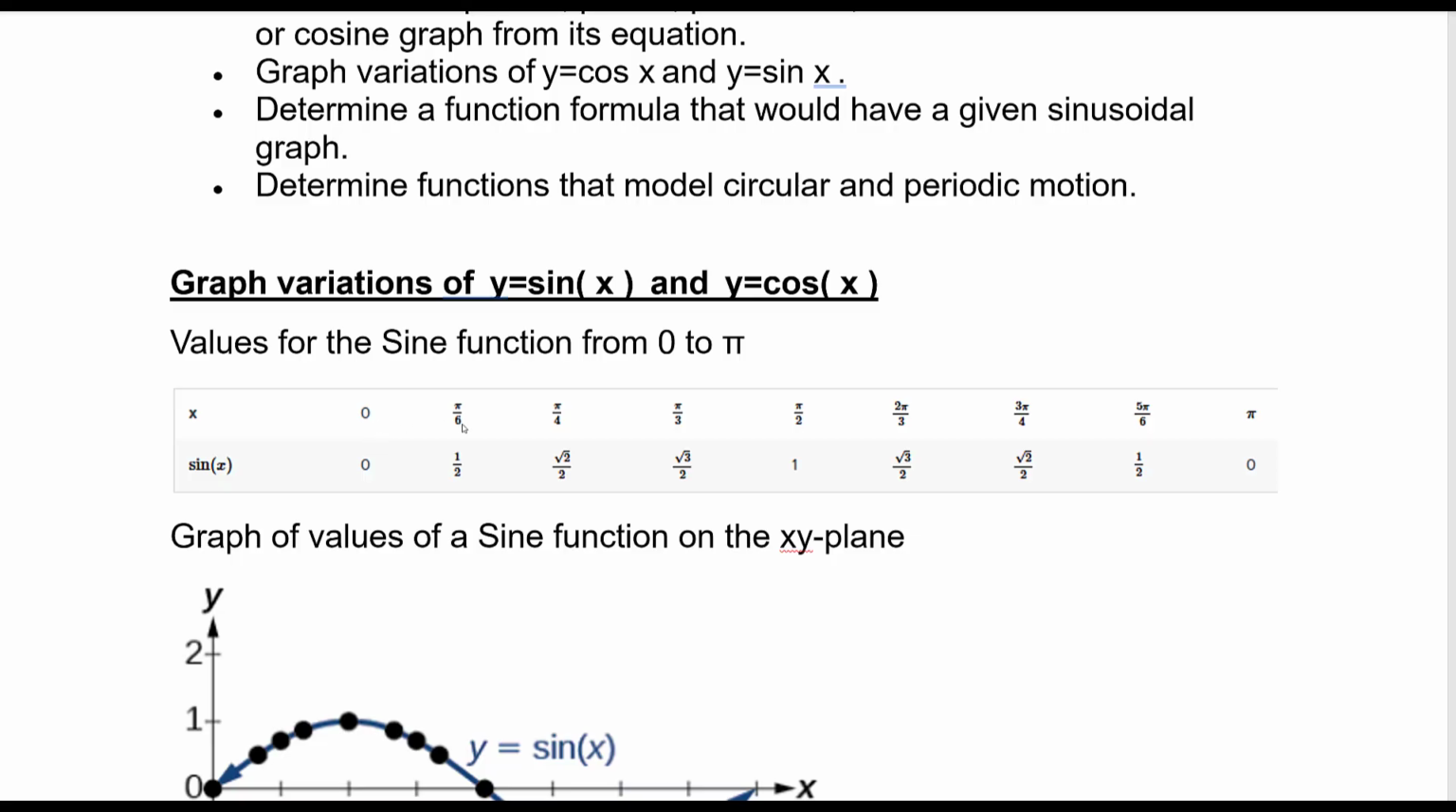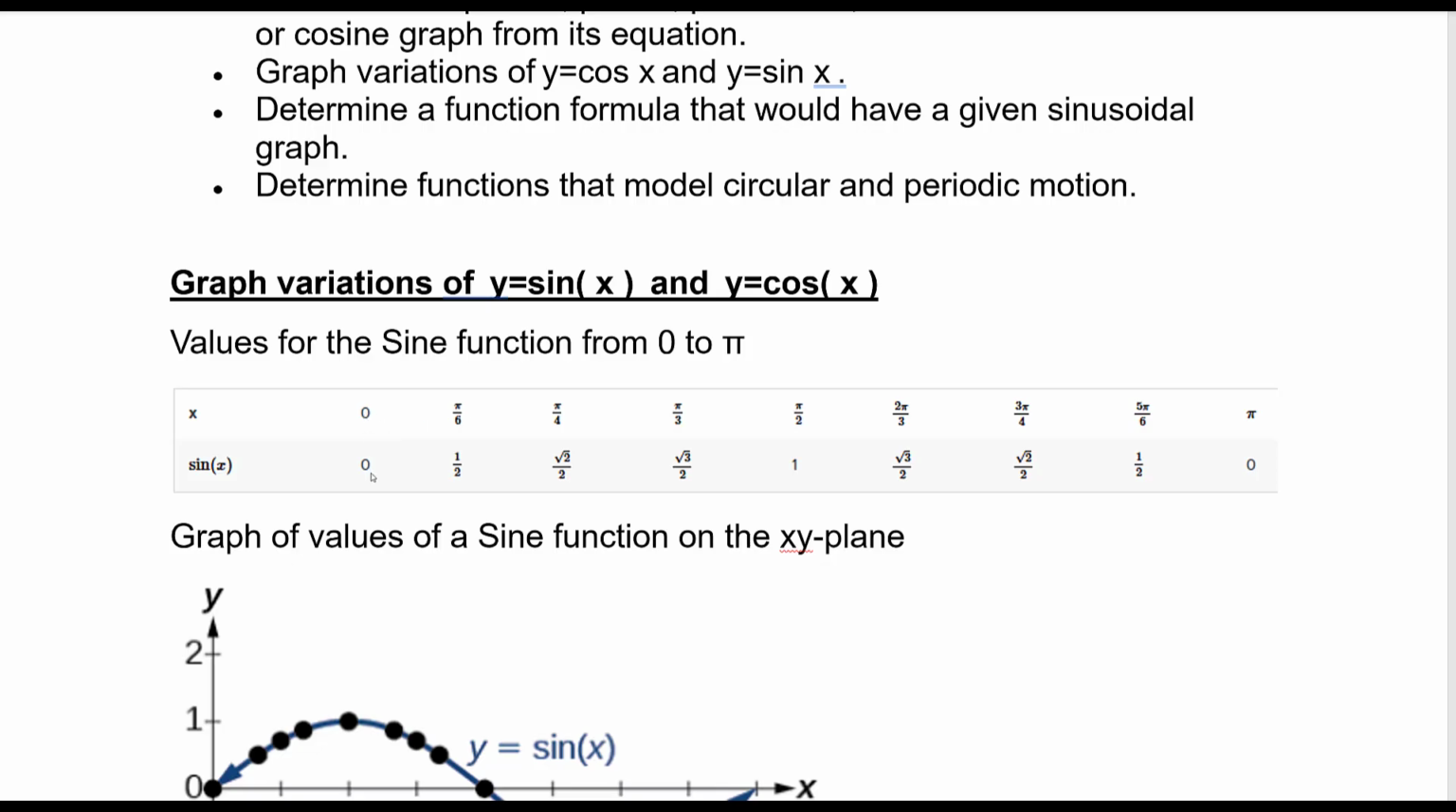Anyway, so 0, pi over 6, pi over 4, pi over 3, pi over 2, 2 pi over 3, 3 pi over 4, 5 pi over 6, and pi. You should have these memorized as well, the sine values and the cosine values. And ideally, you'll have them all memorized very soon. Sine, cosine, tangent, cosecant, secant, and cotangent. But not to overwhelm you right now.